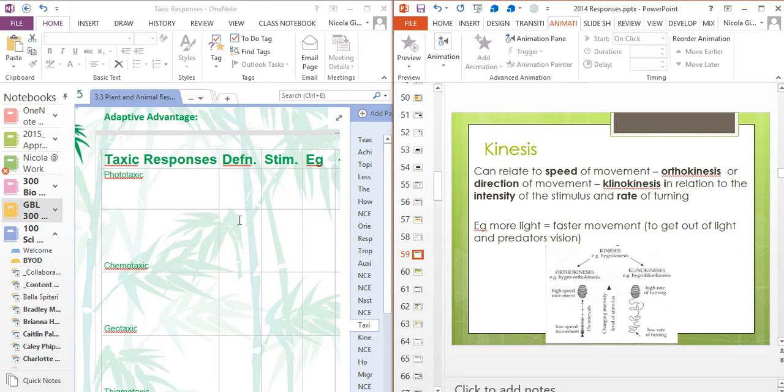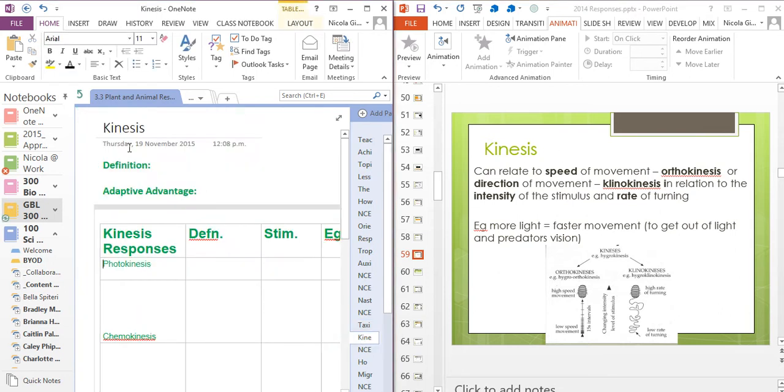Okay, so that is kinesis. Kinesis is to do with the rate of movement, okay, and to do with the intensity of the stimulus. So the more the light, the faster the movement. And hopefully we would have got to have done some experiments with woodlice, shining the light closer and closer on them, and you would have seen that they moved faster and faster.